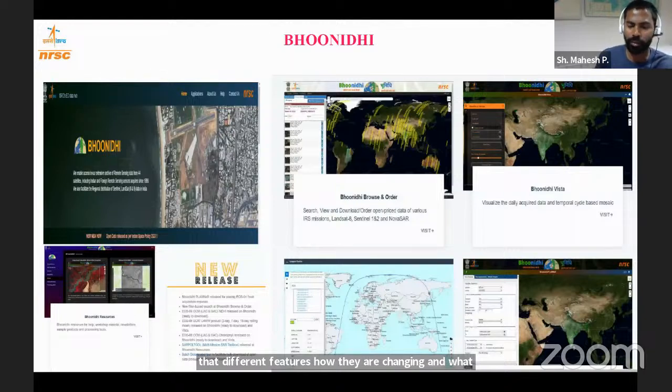So today the space policy has opened up data at greater than or equal to 5 meter spatial resolution. So you can also see and download from this portal for different applications.